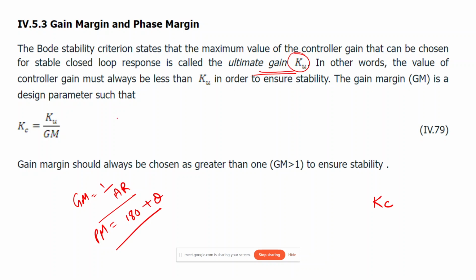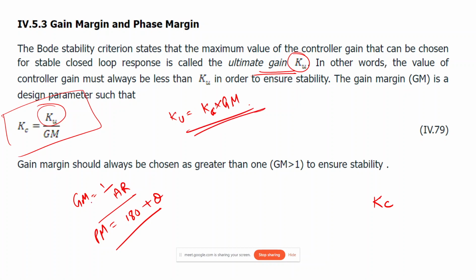The gain margin is a design parameter such that Kc is equal to Ku upon Gm. This is a design parameter, so it won't come from the system. We will be providing the gain margin of the system, and on the basis of the gain margin, we will be calculating the ultimate gain. So these three equations we need to remember. The first one is that the gain margin is the inverse of the amplitude ratio. The phase margin is 180 plus theta, and the ultimate gain we can write as Ku equal to Kc into gain margin.